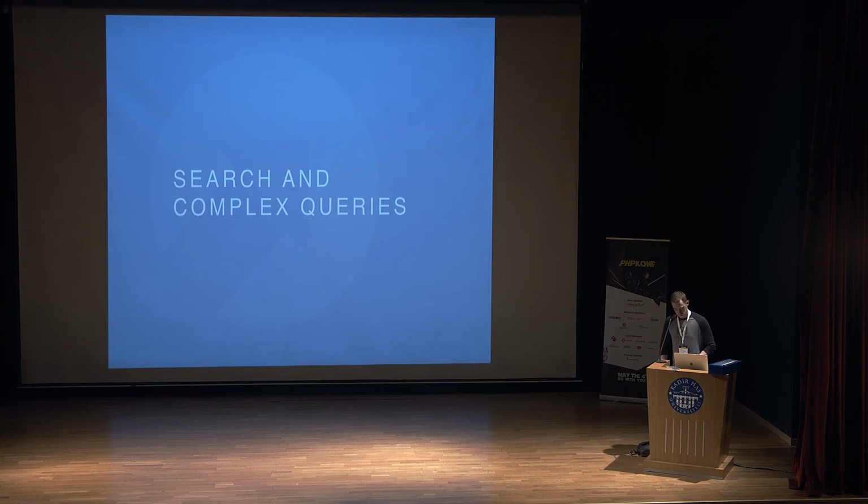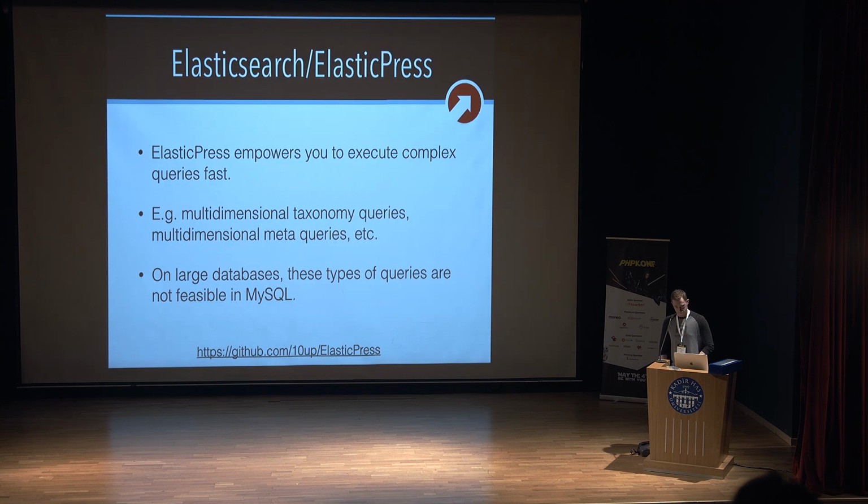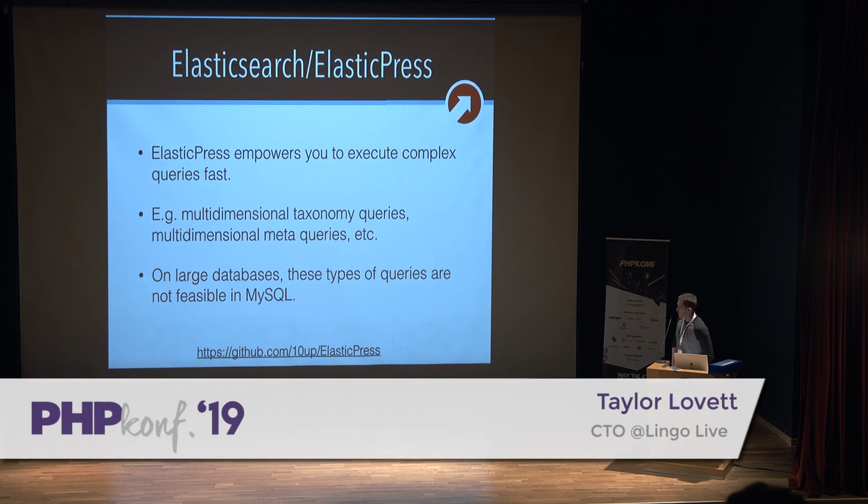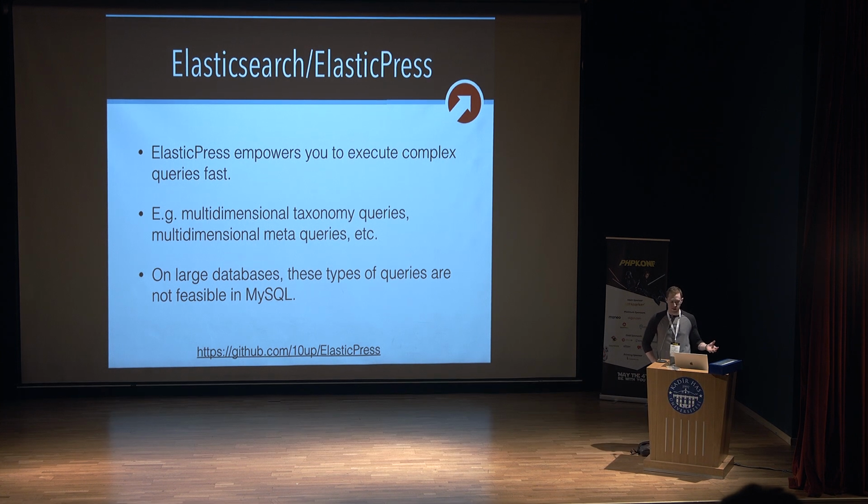Search and complex queries. So Elasticsearch and ElasticPress. Elasticsearch, everybody probably knows, is a really popular open source database solution that makes search super easy and fast. ElasticPress is 10up's Elasticsearch wrapper for WordPress. So if you're using WordPress and you want to use Elasticsearch, ElasticPress is definitely the way to go to use those together. ElasticPress empowers you to execute complex queries really fast. For WordPress, that means multi-dimensional taxonomy queries, multi-dimensional meta queries, other queries like that.